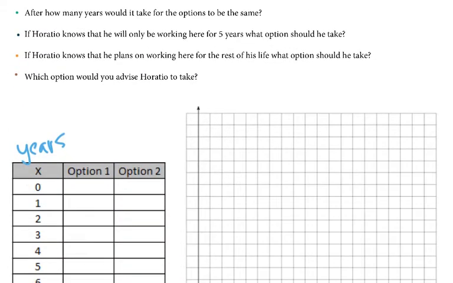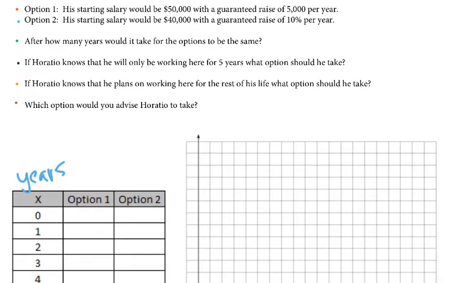So if we could pause for a little bit, let's see how much we can get done in 5 minutes. In your groups, we want to fill out the table at the very least in 5 minutes. Maybe we'll get you graphing, but let's at least get the table. You've got 5 minutes, so if you could pause the video.